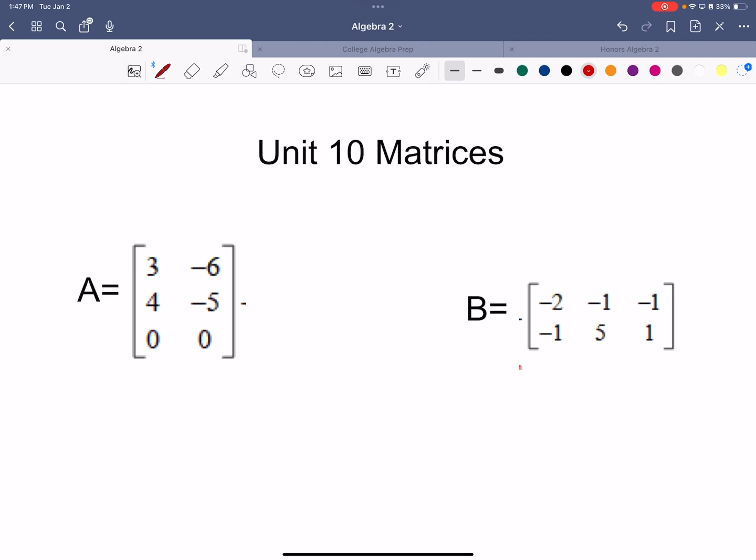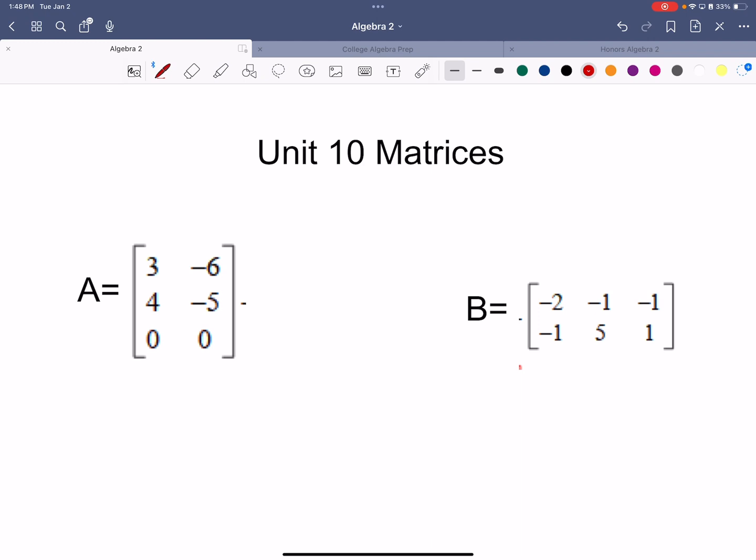Unit 10 is what we call matrices. So those A and B are two examples of matrices. Matrix or matrices are just a fancy way to organize data. Okay, organize numbers.